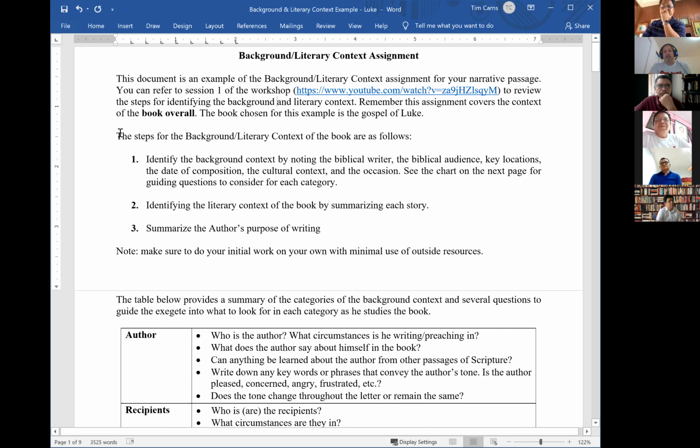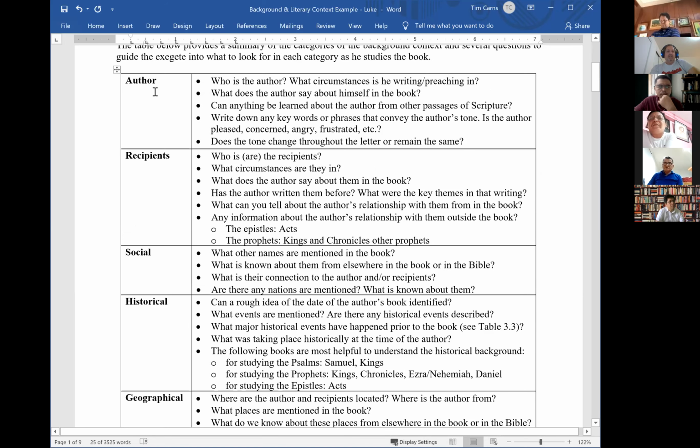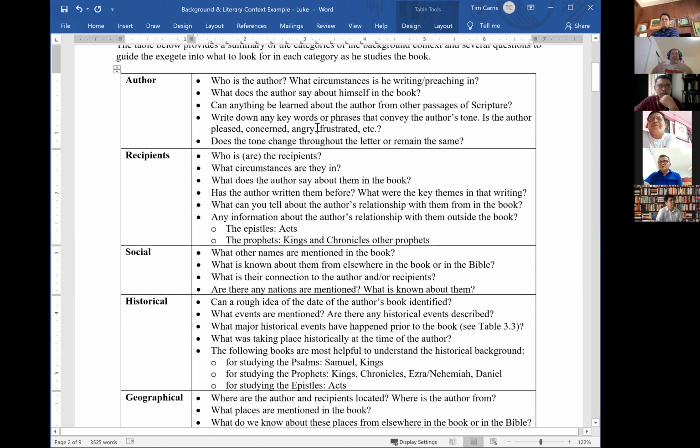But basically the 3 steps for this assignment that I want you to follow are: first, to identify the background context by noting the writer, the recipients, key locations, when it was written, all of that. And you can do that with the table I've included here that has each of the categories I want you to collect information for, and then the guiding questions. Now, you don't have to answer every question. These are just meant to give you some ideas of things to look for. Again, this is for the whole book of John. So you need to be reading through the whole book.